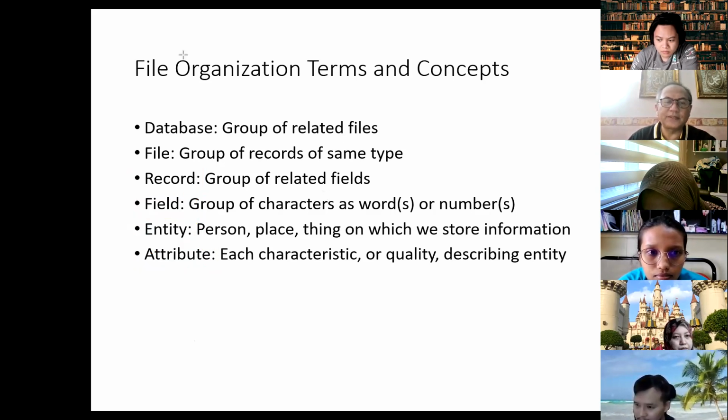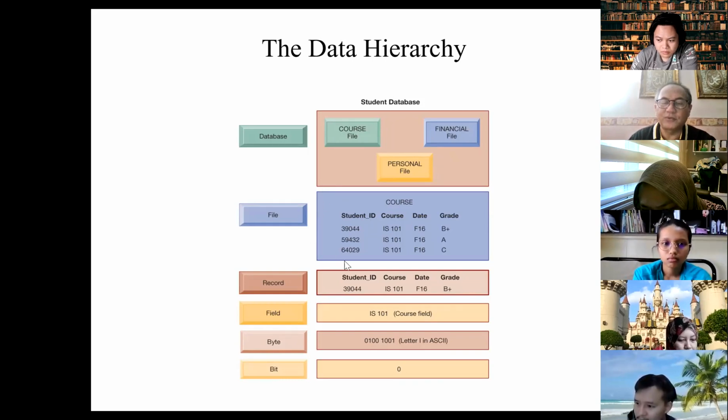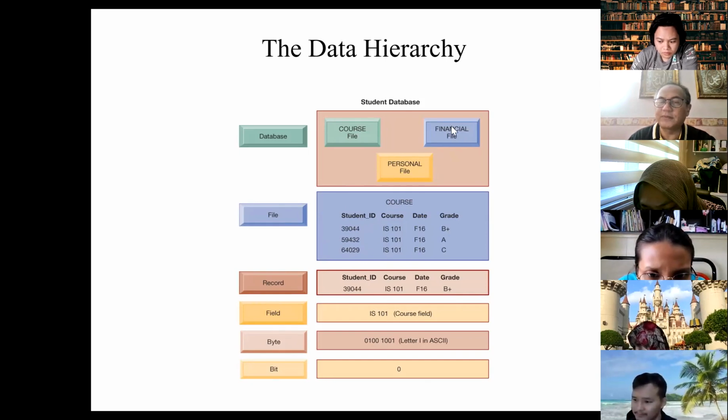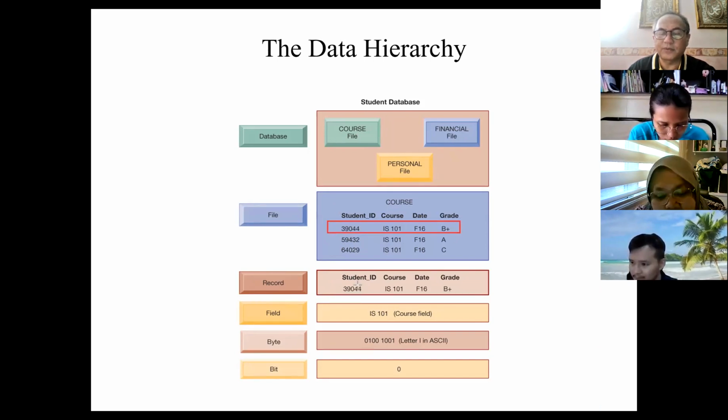So we have here a large database comprised of, of course, a financial file, a personal file, and then we have a file for different students, and each has different records here. Okay, this is one record. This is one record here, and then we have the field. This is a field, and this is the field.